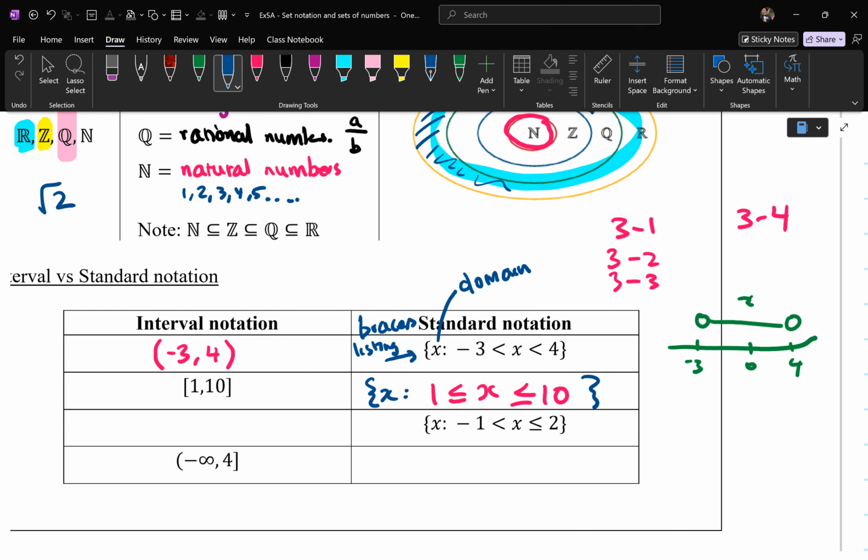Let's try the next one. What about if I want to say x is greater than -1, but less than or equal to 2? What should the interval notation be? Can I please have, let's go with Zoe. Have a go with this one. What would the interval notation be? Curved bracket, so open bracket, -1. Perfect. That just basically means going from -1 to 2, don't include -1, but include 2.